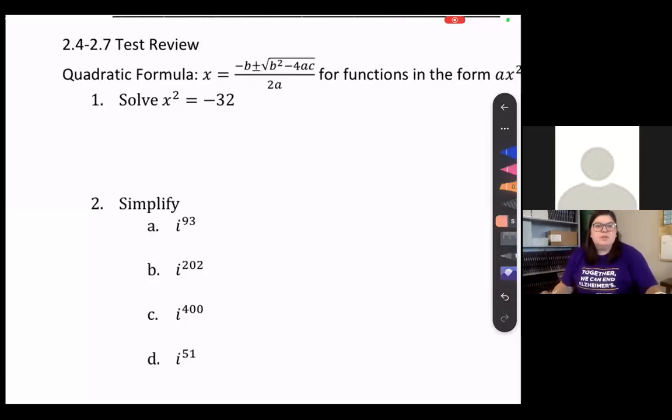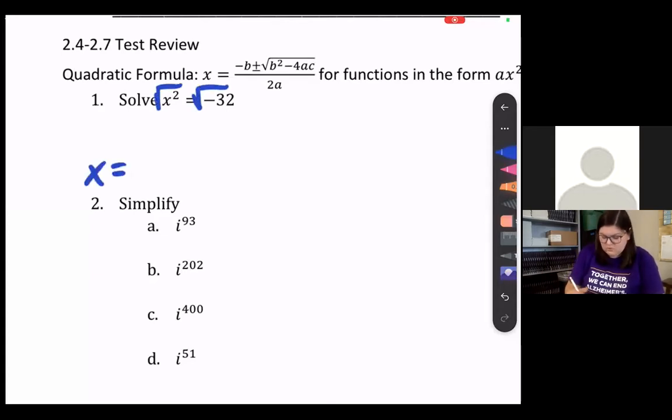Okay, guys, so we're gonna go through the test review for sections 2.4 to 2.7. For question 1, it's asking us to solve. To solve here, we're gonna take a square root of both sides. Remember, anytime that you are taking a square root, you need to remember the plus minus in front. Anytime that it is a negative, that is going to come out as an i.